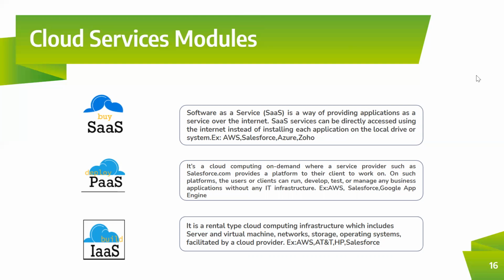Next one is infrastructure as a service. It is a rental type of cloud computing infrastructure which includes servers and virtual machines, network, storage, and operating system, facilitated by a cloud provider. Here, it is just going to provide the infrastructure. If we don't have any infrastructure, third party cloud service providers provide the infrastructure for rental, and we can make use of it. Some of the companies providing infrastructure as a service are Amazon Web Services, AT&T, and HP.